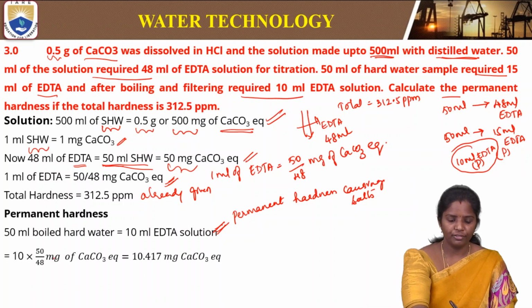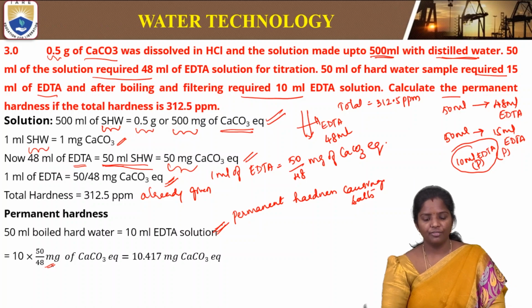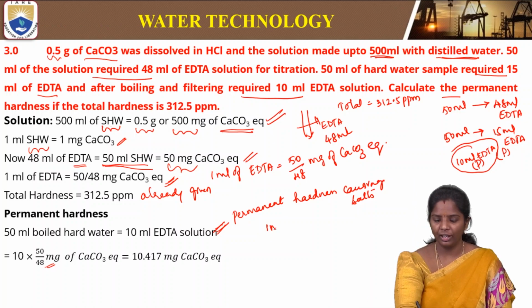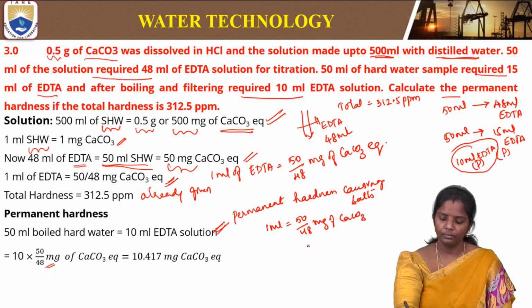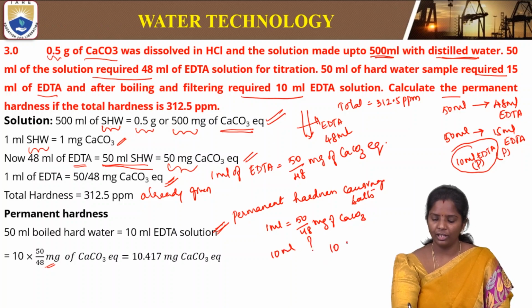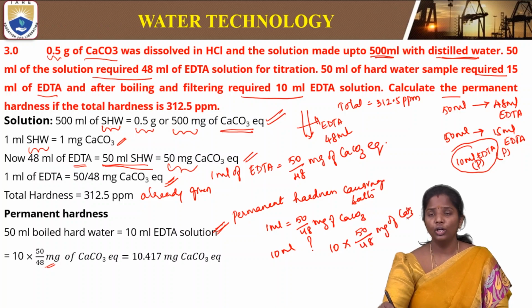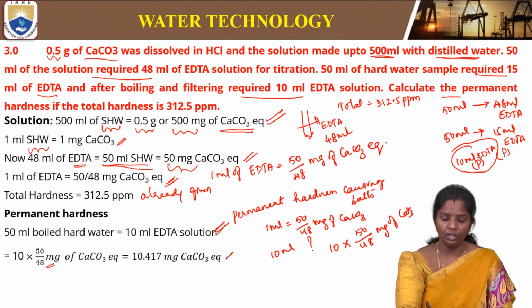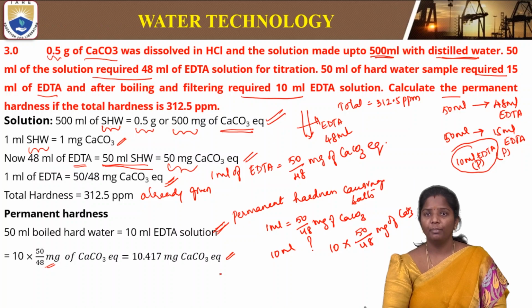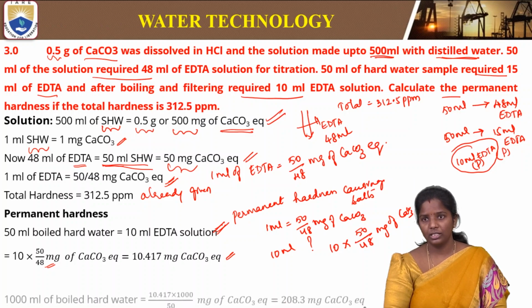So 10 into 50 by 48. Why is it? Because for 1 ml, it is 50 by 48 mg of calcium carbonate. So for 10 ml, how much? For that, we multiply 10 into 50 by 48 mg of calcium carbonate. This is just to convert into calcium carbonate equivalent. So that is coming around 10.417 milligrams of calcium carbonate equivalent.